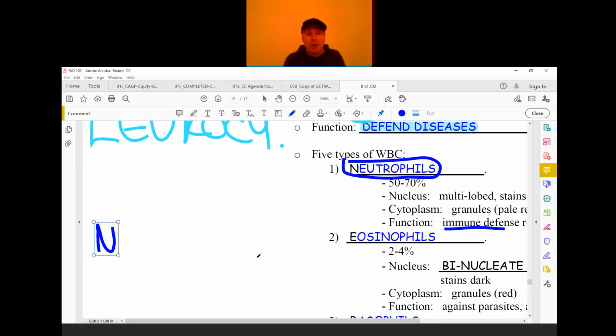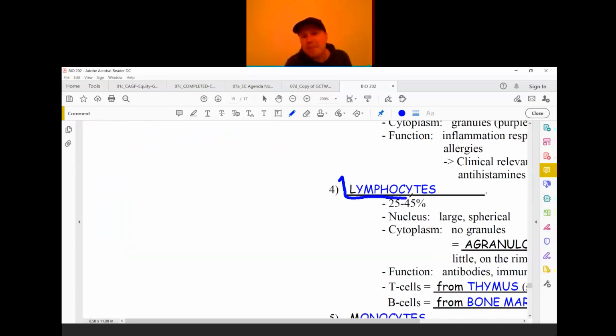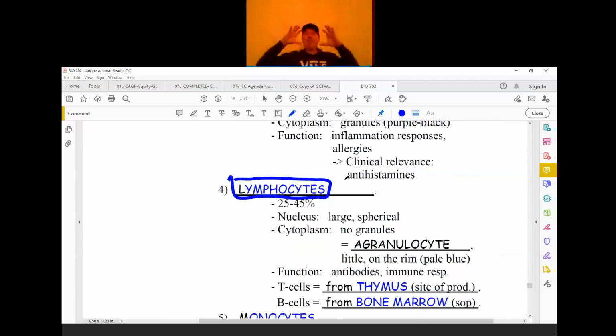Let's look at the second most common white blood cell, which is going to be our lymphocytes. Somewhere between 25 to 45% of the white blood cells in your body are lymphocytes. They have a large spherical nucleus and no granules in the cytoplasm. So we describe these, since there are no granules, as agranulocytes. There's only a little rim, a pale part of the cytoplasm visible. The rest of the lymphocyte is going to be that nucleus.